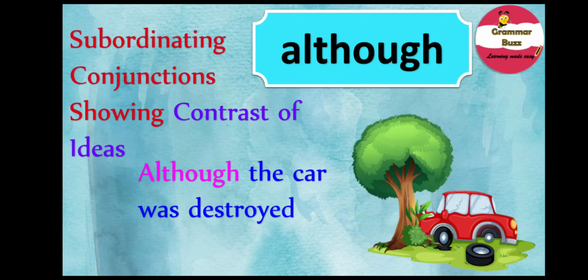Now let us complete the meaning of this sentence by joining it to an independent sentence. And the independent sentence in this case is, no one was injured. After joining the two sentences together, the new sentence would be, although the car was destroyed, no one was injured. So you see how subordinating conjunctions work? They are really cool.